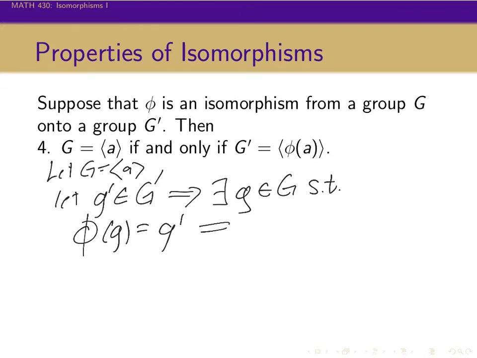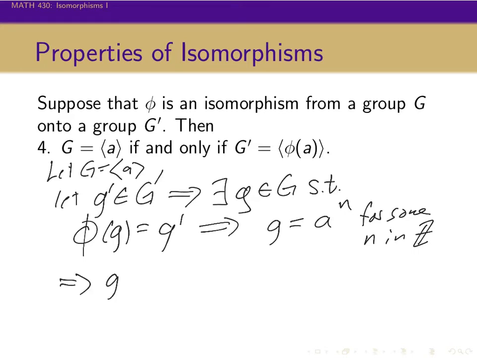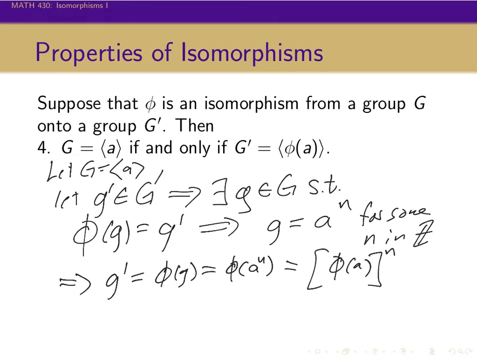And then this means that g is equal to a to the n for some n in the integers, because the group G is cyclic. And so then you have that g prime is equal to phi of g, which is equal to phi of a to the n, and so then it's equal to phi of a raised to the nth power. And so since this is true for any element of G prime, this means that G prime is cyclic, generated by phi of a. Okay, and so this is the forward direction.